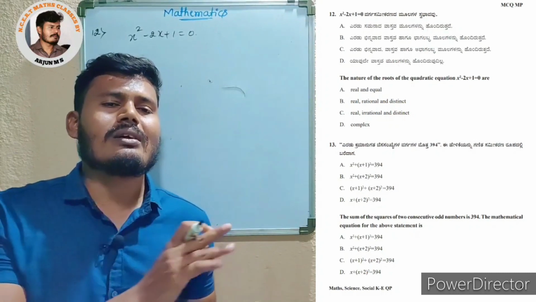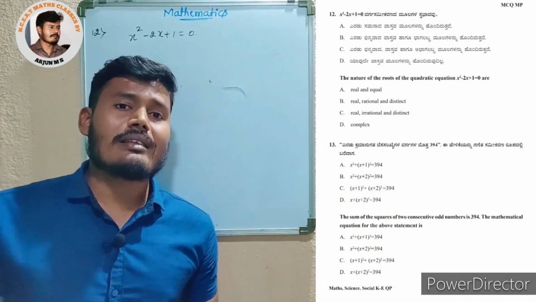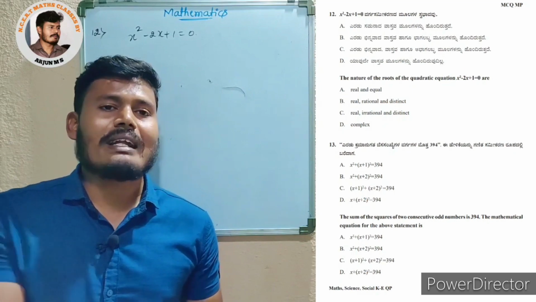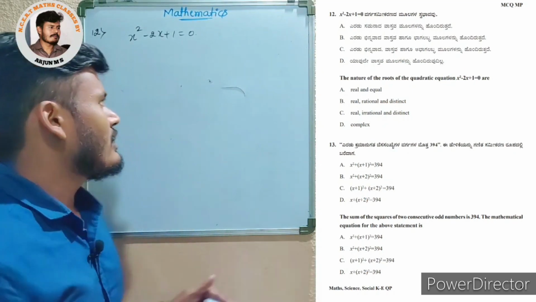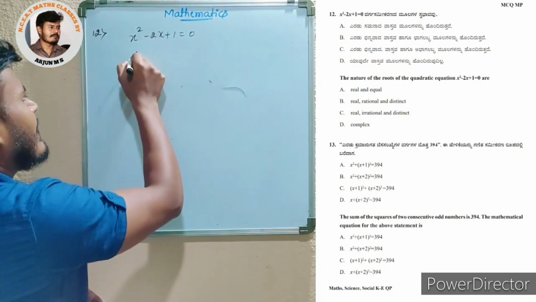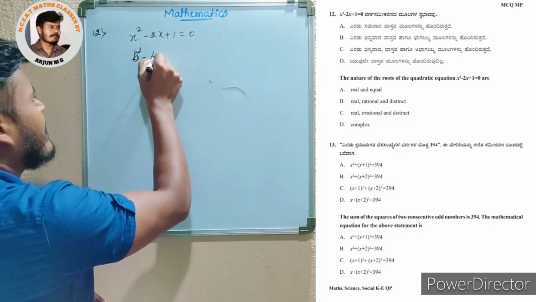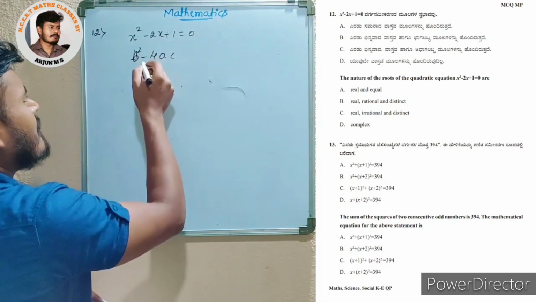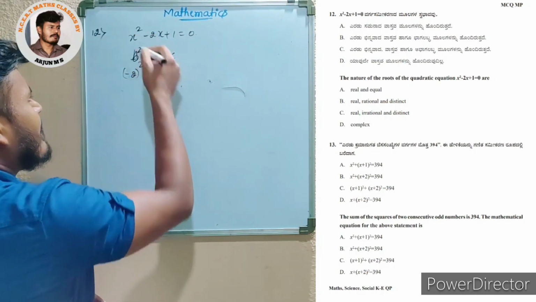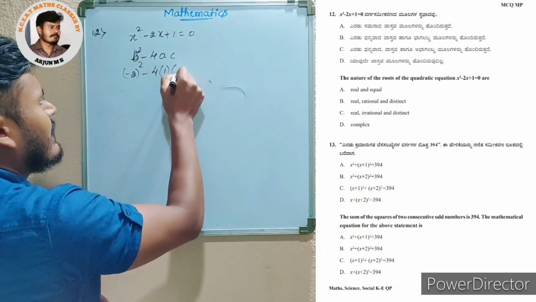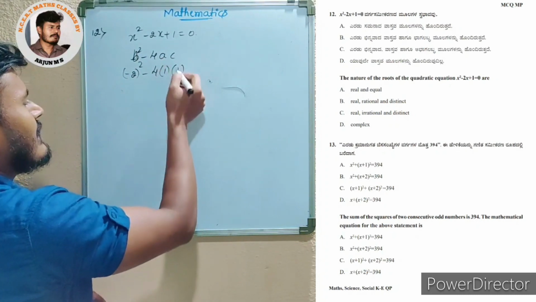If delta is equal to 0, real and equal. If delta is greater than 0, real and distinct. If delta is lesser than 0, that is called no real roots. So let us find out the nature here. Delta is equal to b square minus 4ac. So b is minus 2, so minus 2 whole square, minus 4 into the coefficient of x square, a, that is 1, into the constant value c, that is 1.